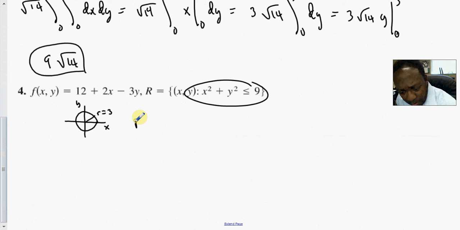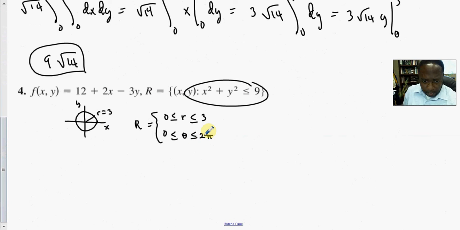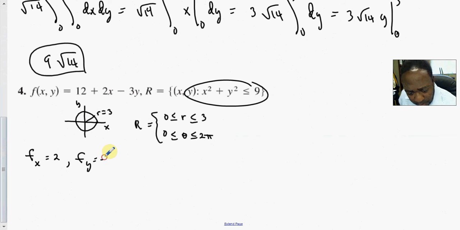It's the complete circle, so the region here, r goes from 0 to 3, and then theta goes from 0 to 2 pi, the complete circle. And the good thing is that the partial of f with respect to x is equal to 2, it's a number, and the partial of f with respect to y is equal to negative 3, it's a number. So we get the same square root that we got before.